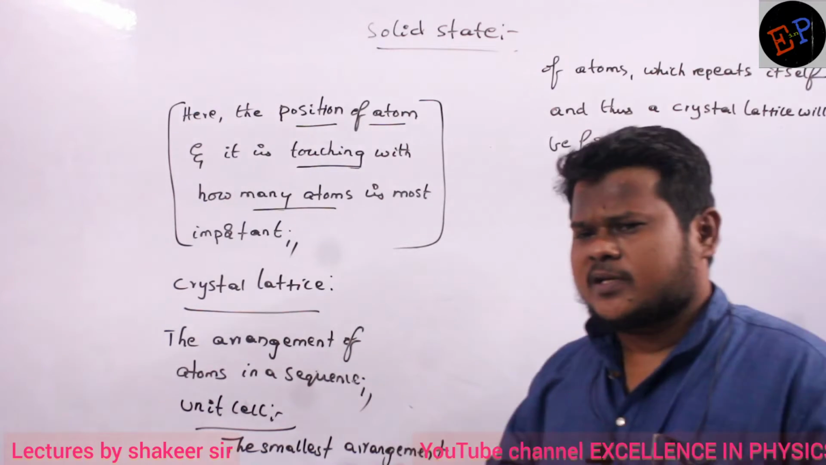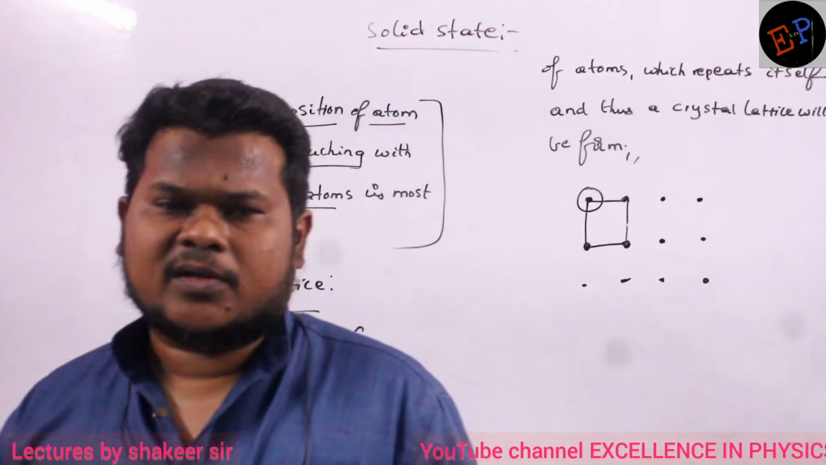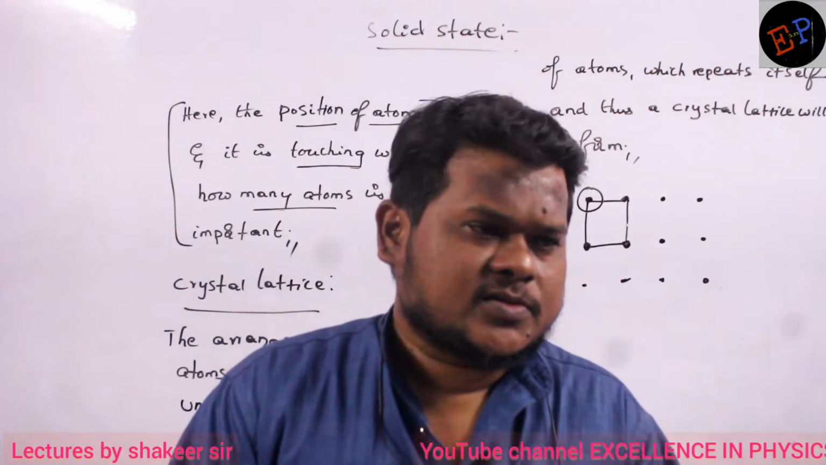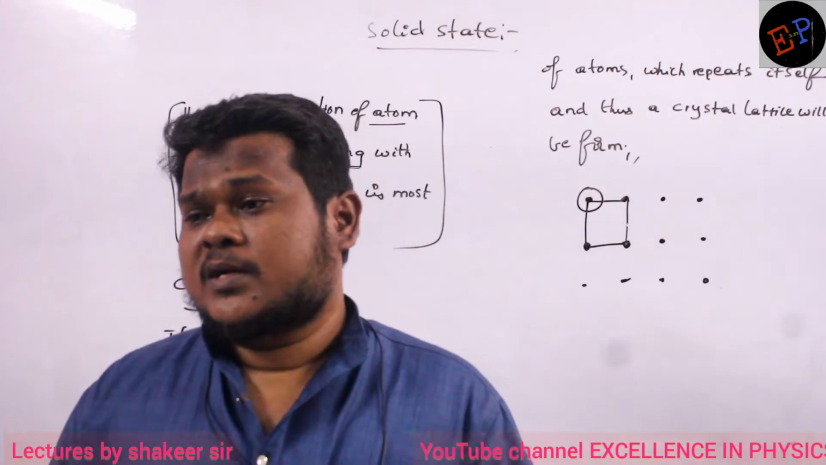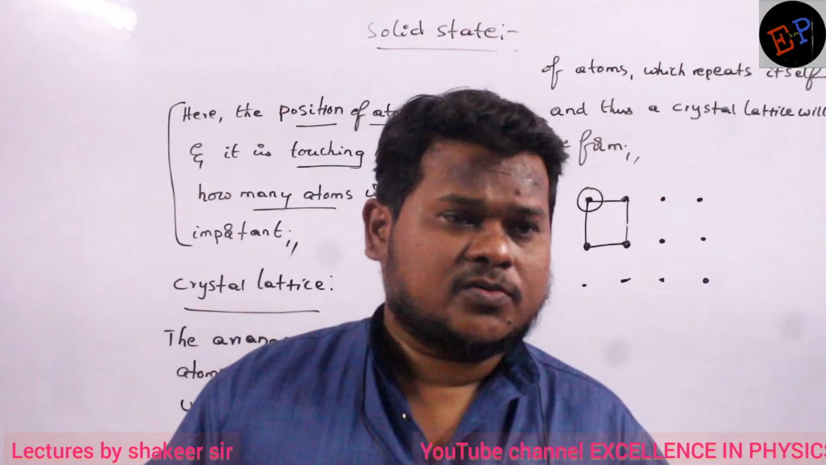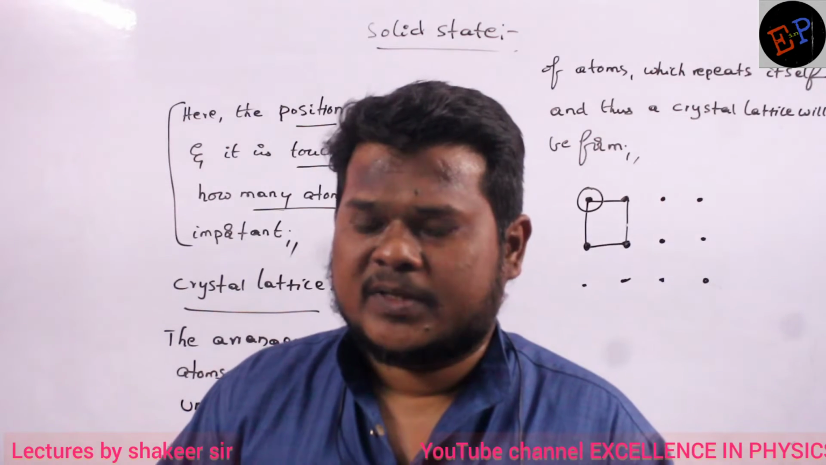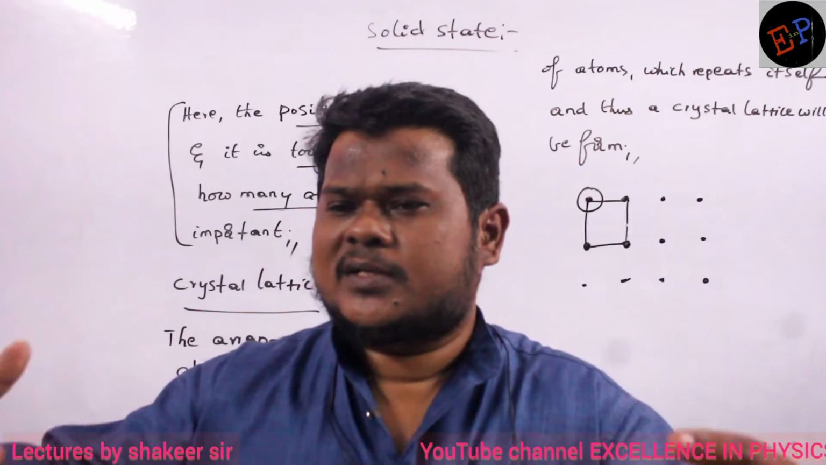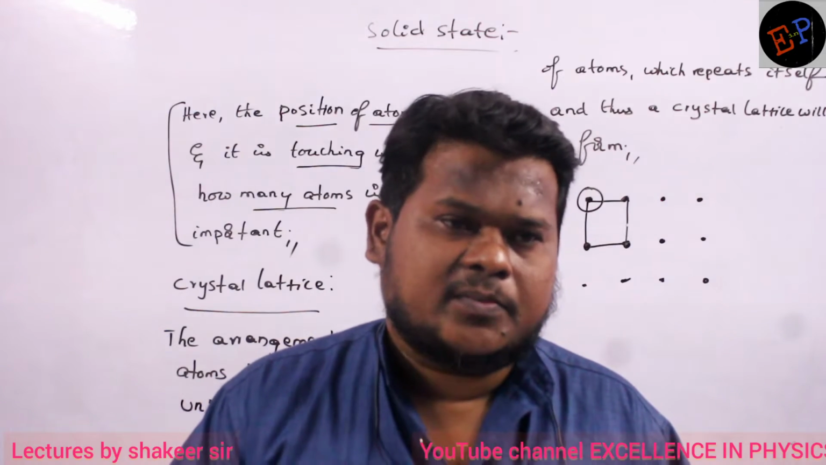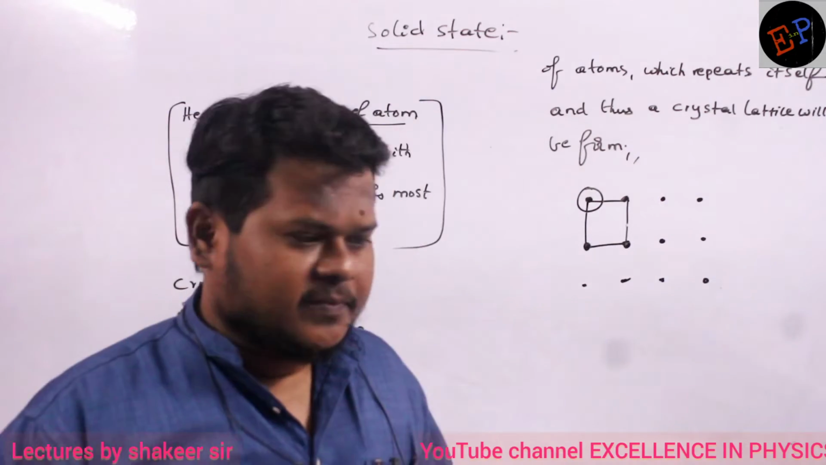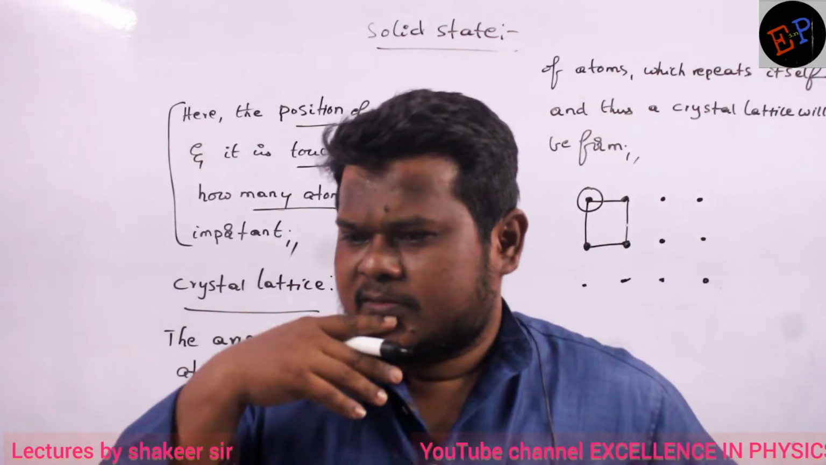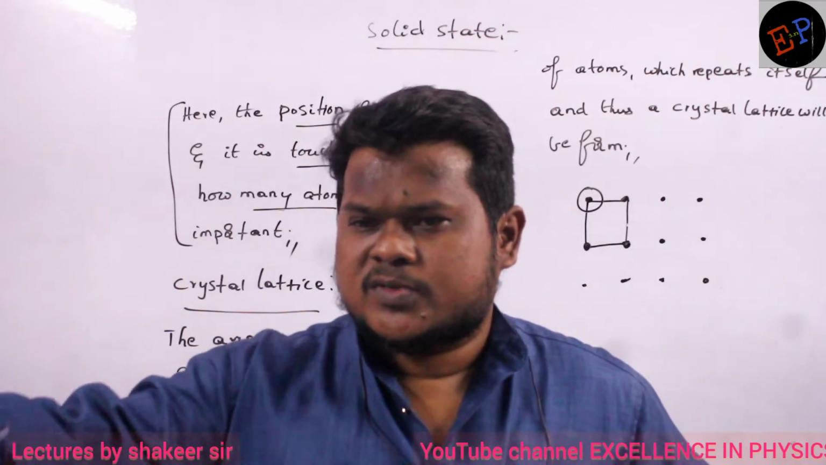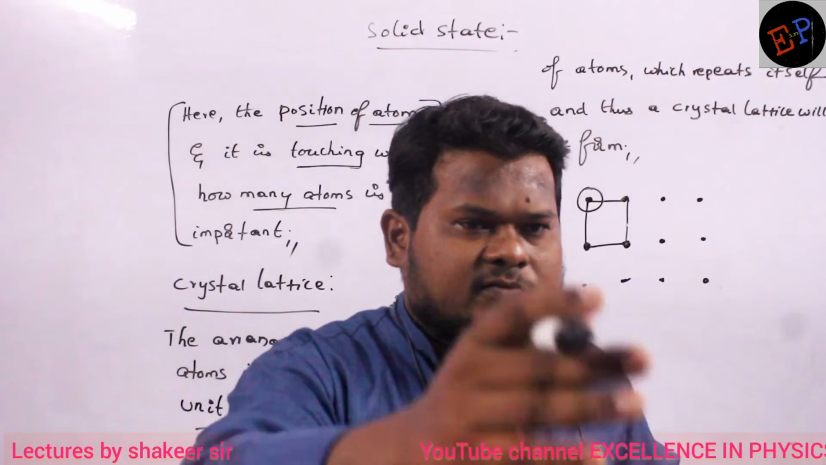And the shape of the unit cell can be anything. It can be square, triangular, rectangular, tetrahedral, polygon, whatever the shape of the unit cell may be. It should repeat itself so that the crystal lattice will be formed. Are you able to understand? For example, in this room, if you see, there are how many benches? 4 rows in one bench, and here also there are 4 rows in one bench.